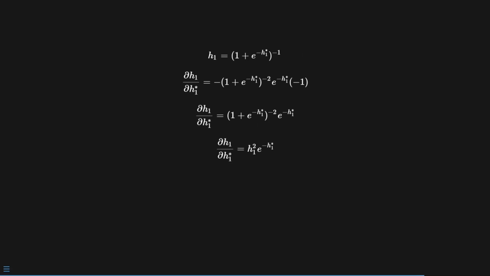And now that we know the other term, e to the minus h1 star, we can add 1 and subtract 1 to make it similar to the sigmoid expression we had before. And then we can see h1 to the minus 1. So now you distribute h1 squared and you end up with h1 times 1 minus h1.